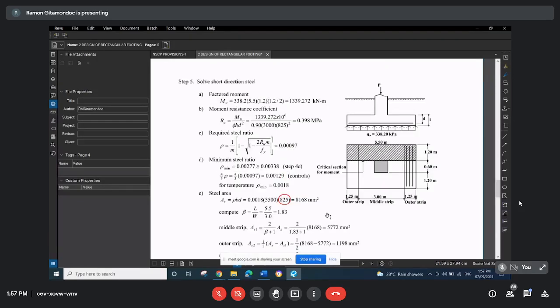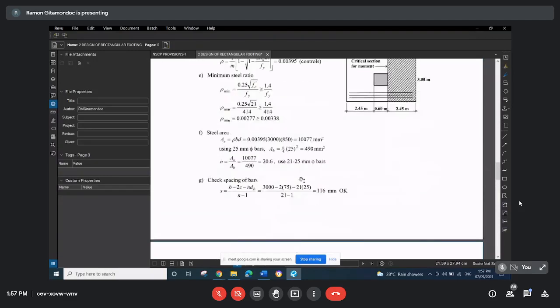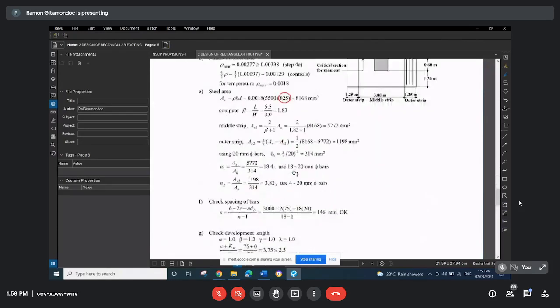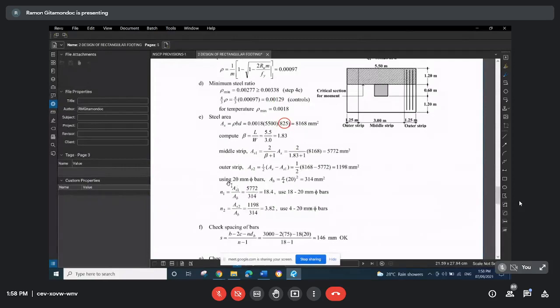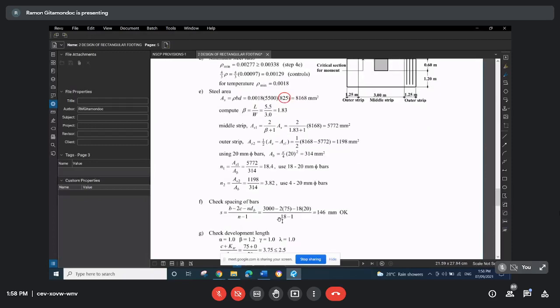Now normally we choose the same bar diameter in the short and long direction. That is for practical purposes, but it is not absolutely necessary, as long as we are very clear in our details. So here, instead of using 25, I just assume 20 mm. That is the area of a 20 mm diameter bar. So we can compute now the number of bars in the middle strip and the number of bars in each of the outer strips. Okay, we check the spacing.